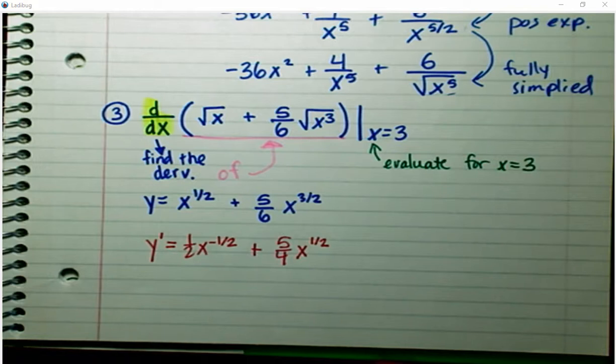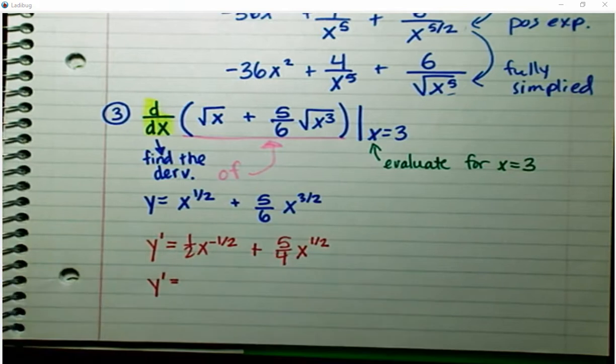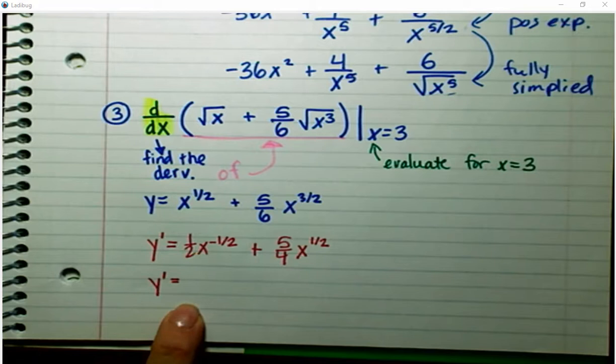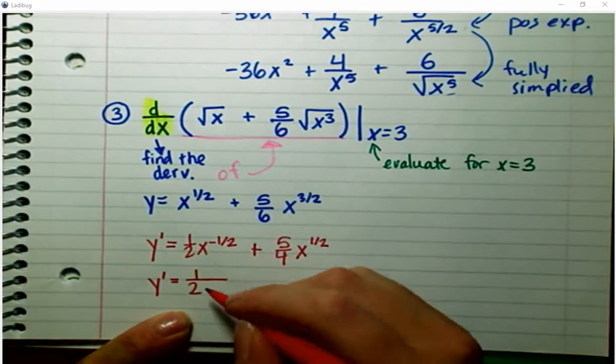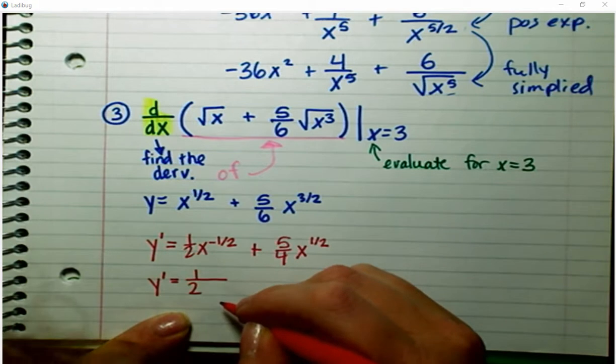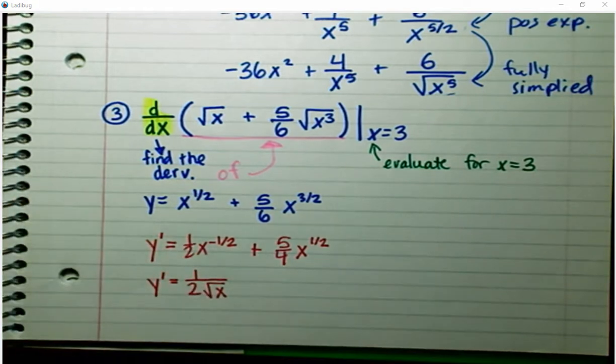Here we go. 2 new people. How do I write this without the negative fraction exponent? Yeah. 1 over 2 x to the, yes, square root of x. Awesome. Okay. The next part.